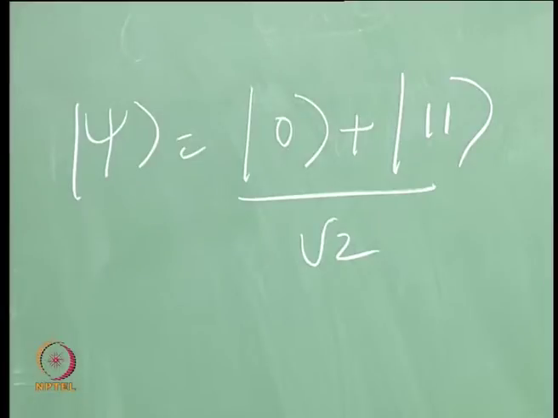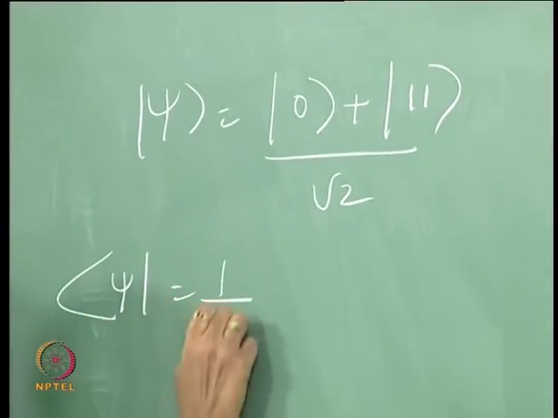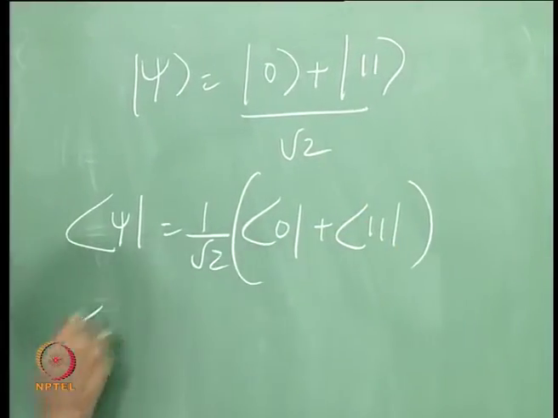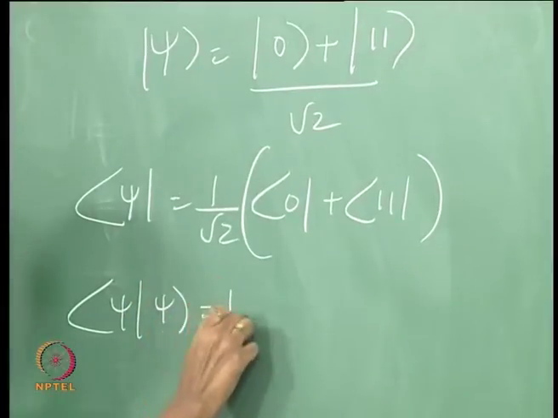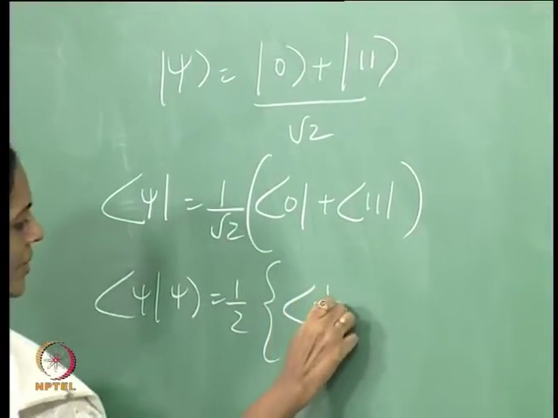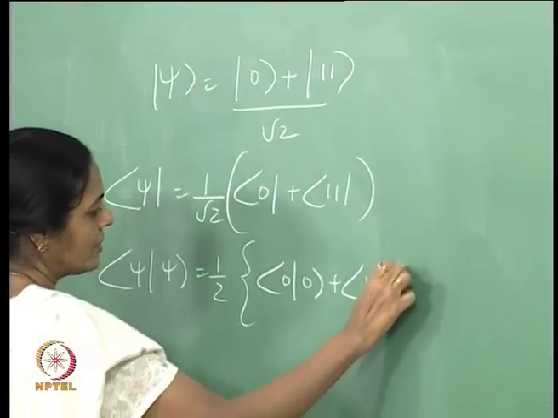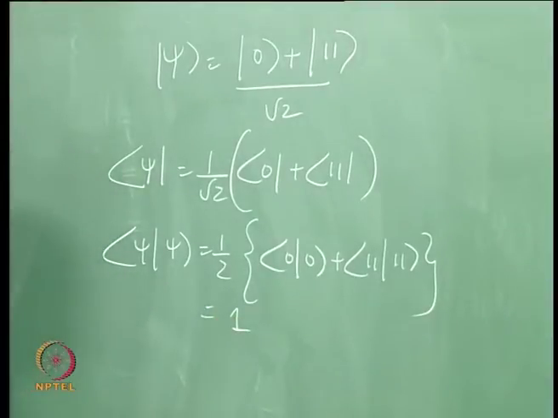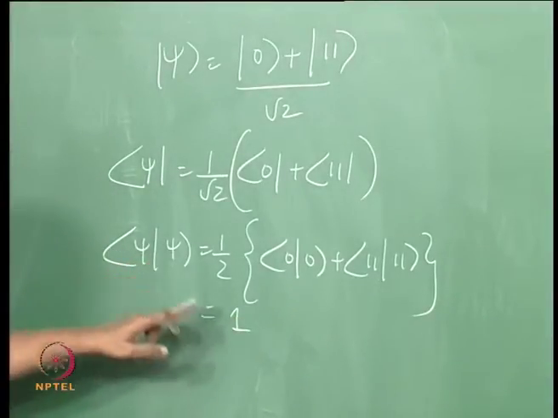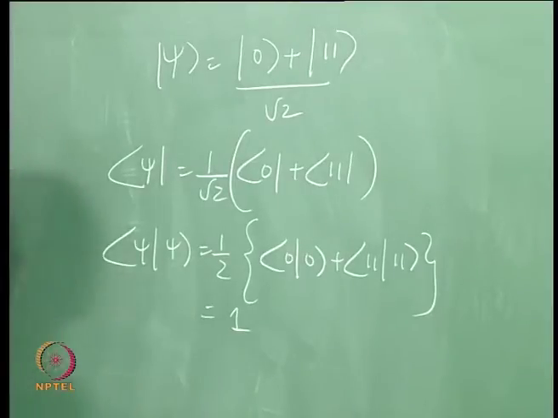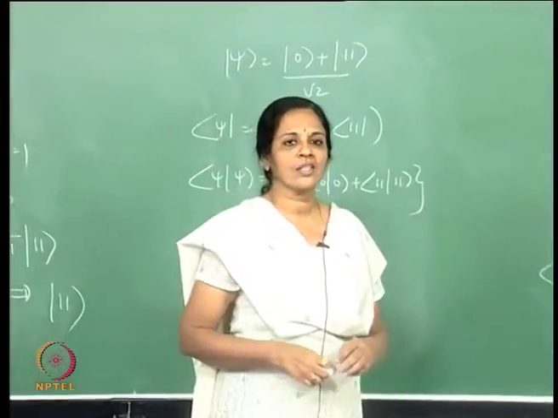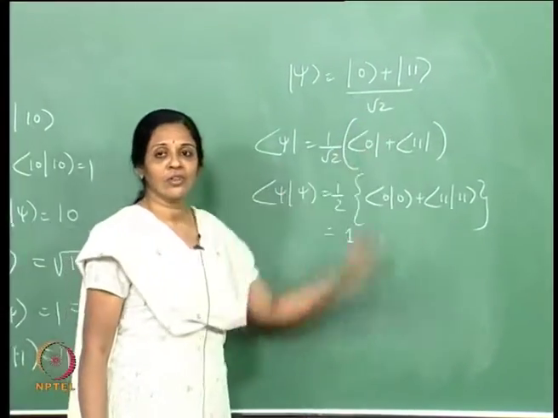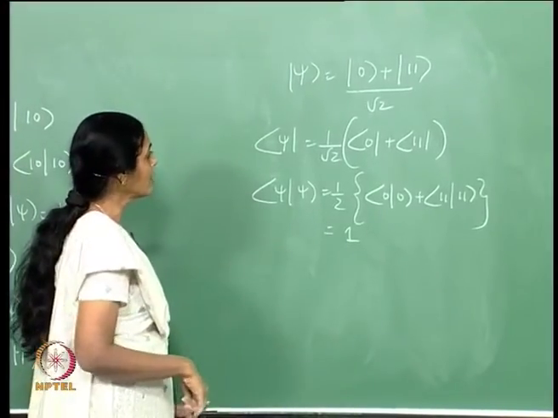This is normalized. I can check it out, because bra psi is 1 by root 2, and therefore I have the inner product given by this. This is normalized to 1 and that is normalized to 1, and therefore I have the inner product of psi with itself to be 1. So, this is a normalized state. The total number of photons in the state is 11, because this is a 0 photon state, and that is the 11 photon state. So, I have a total of 11 photons.